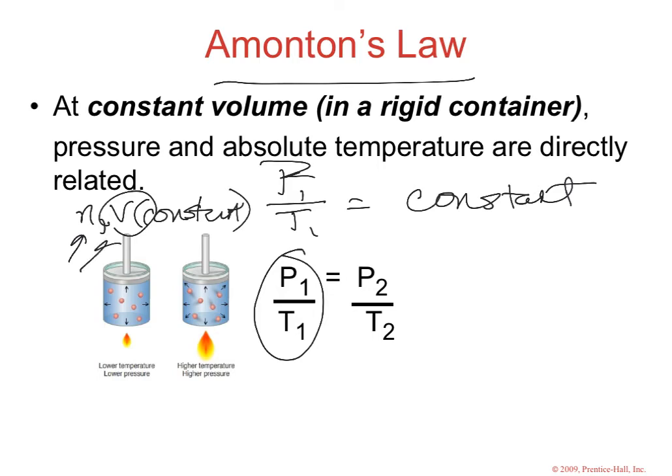Okay, so any experiments with Edmontons Law are going to have rigid containers, all right, made of a material wall that cannot expand and contract. So a steel container, or a glass container with a good seal. So rigid containers when you're dealing with Edmontons Law.